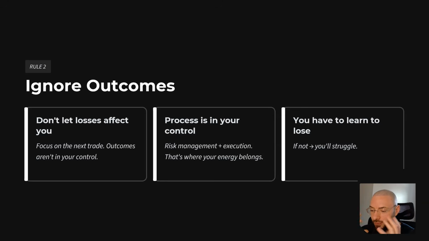So what we need to do is focus on the process, focus on just following the strategy, managing your risk, and focus your energy there. It's just wasted energy focusing on outcomes. You have to learn to lose, and if not, you're going to struggle, unfortunately.